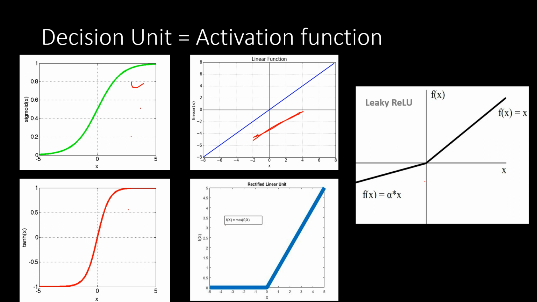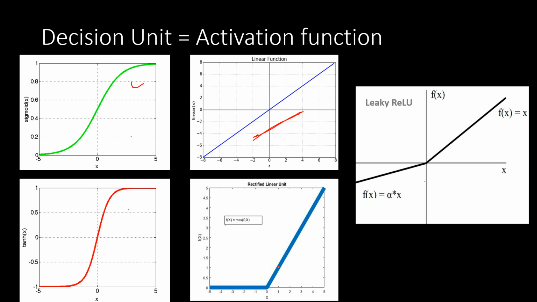In sigmoid, whatever the input is, the output will be bounded between 0 and 1. It will be squashed between 0 and 1. In case of tanh, whatever the input, the output will be bounded between -1 and 1. In case of linear, the output will be the same as the input. In case of ReLU or rectified linear unit, it is most commonly used in neural networks.